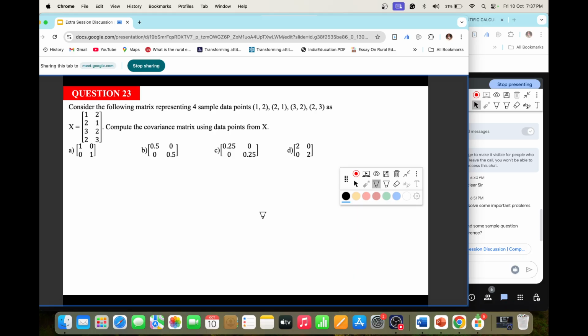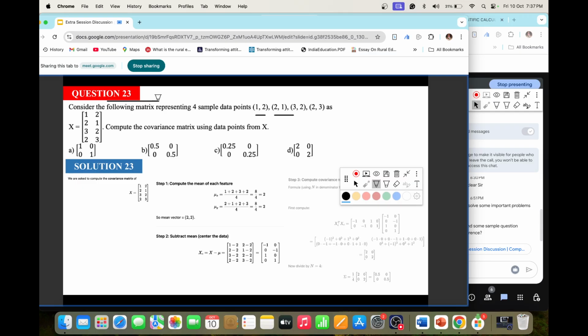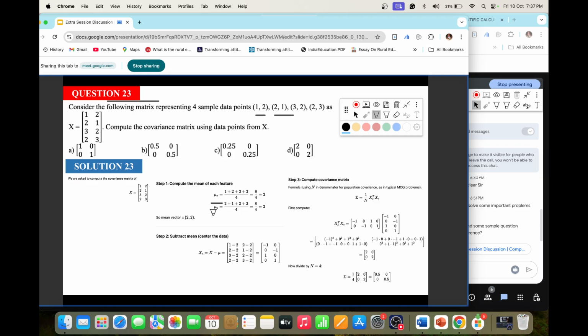Now question number 23. Consider the matrix representing 4 sample data points: 1, 2, 2, 1, 3, 2, 2, 3. Covariance matrix, again a very important question. So please go through how we calculate the covariance matrix. To calculate it, we first calculate the mean, then we center the data. Once we center the data, we apply this formula: 1 by n, where n is the total number of points. I think 4 samples are there, so 1 by 4.